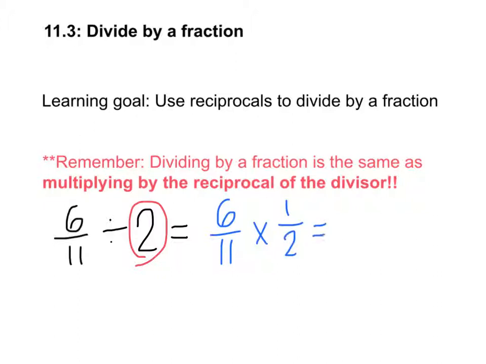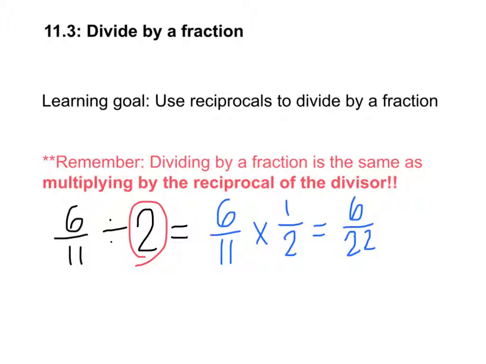Good. Then I can multiply across the numerators and multiply across the denominators. What's 6 times 1? Good. And what is 11 times 2? 22. Can I simplify this fraction? Yes. How can I simplify it? Abiram?